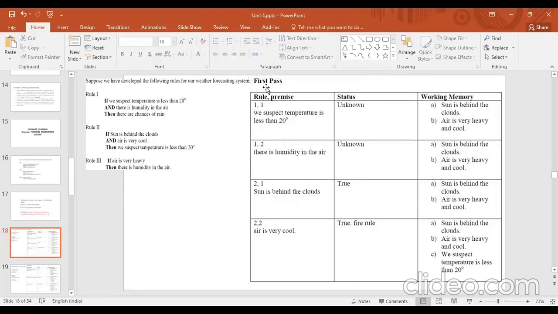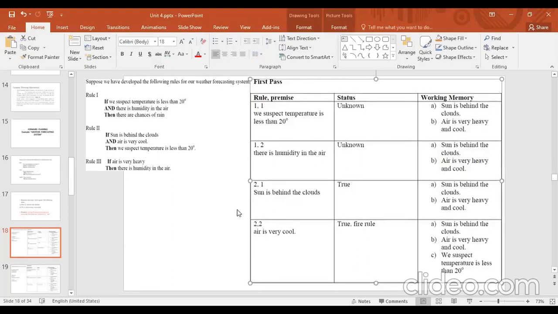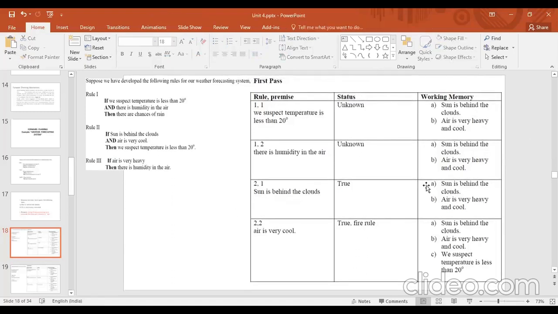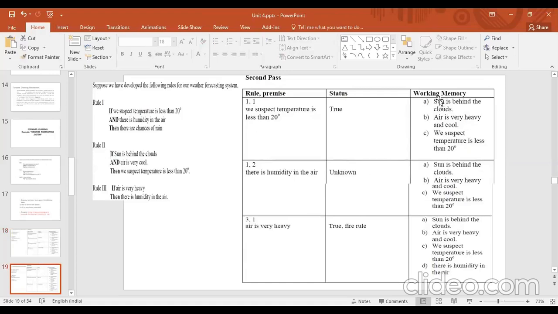Now in the second phase, this is the first pass. Now my working directory is changed because one extra rule is added in our working directory. Because based on our rule base, we have checked. If it is matched, then we are writing true. And if it is matched, then we fire the rule and we add it in the working directory. Now in the second pass, the working directory is changed because one more fact is added in our working directory.